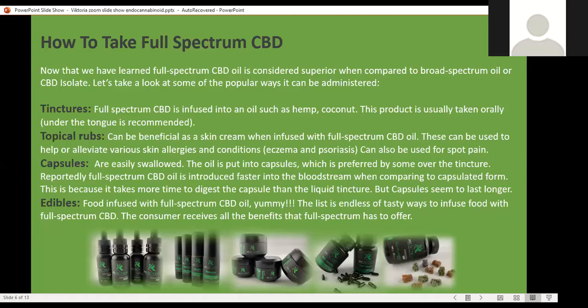Then there's edibles, food infused with full spectrum CBD oil. Yummy. These edibles are extremely popular. ReAction provides us with gummies and also chocolates.